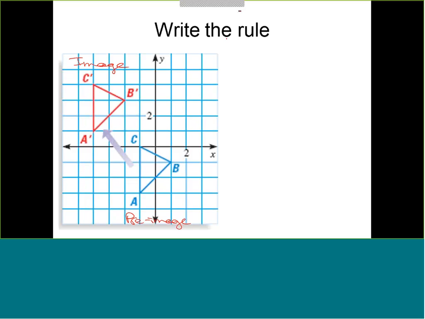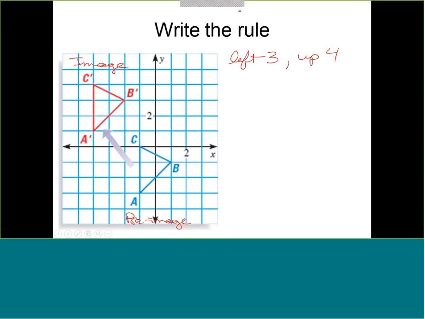So write the rule. I'm going to first do it in words. In terms of words, left or right, we're going to take this pre-image and we're going to move it to the left. So that would be subtracting, but we are going to move it left 1, 2, 3 units, and then we're going to move it up 1, 2, 3, 4 units. So this would be your wording: left 3 units, up 4 units.